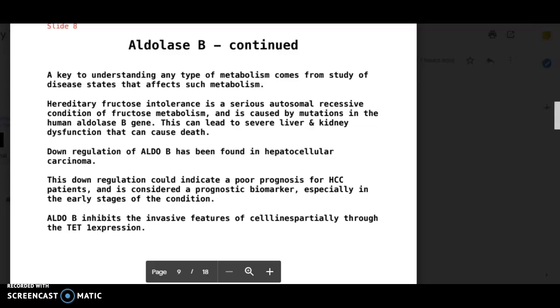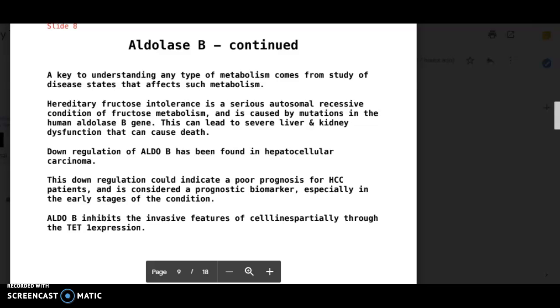Continuing on with ALDO-B, deregulation of ALDO-B has been reported in hepatocellular carcinoma. However, its clinical significance and its role in pathogenesis remain largely unknown. The downregulation of ALDO-B could indicate a poor prognosis for HCC patients, and therefore ALDO-B might be considered a prognostic biomarker for HCC, especially at the early stage. In addition, ALDO-B inhibits the invasive features of cell lines, partly through TET1 expression.